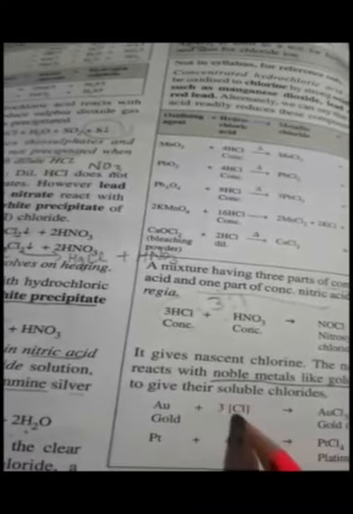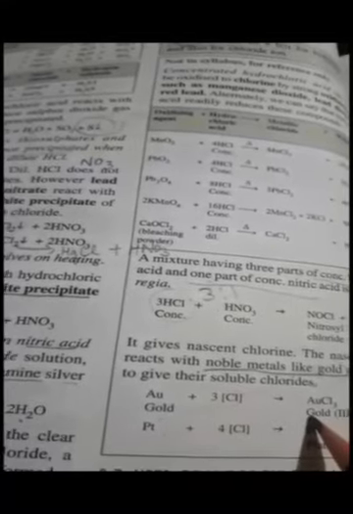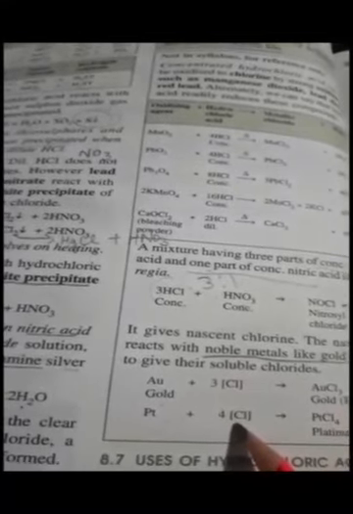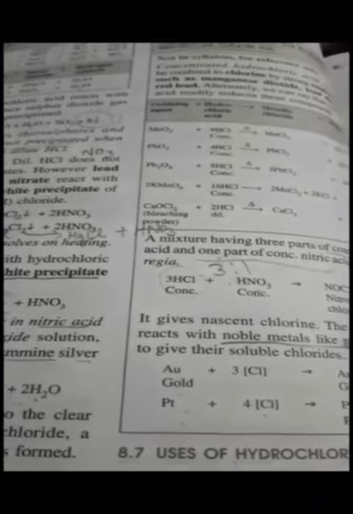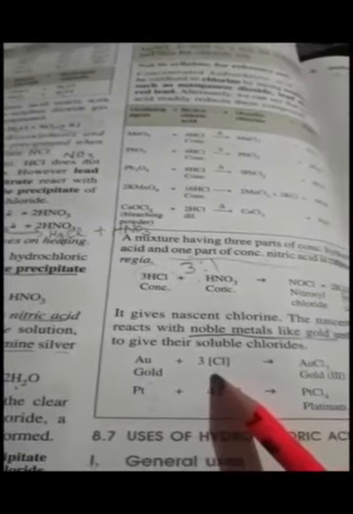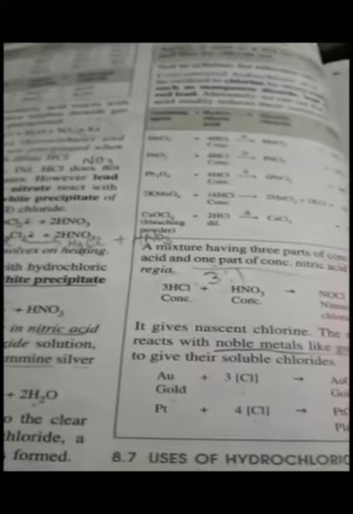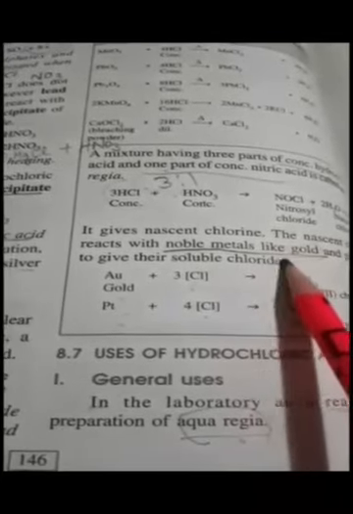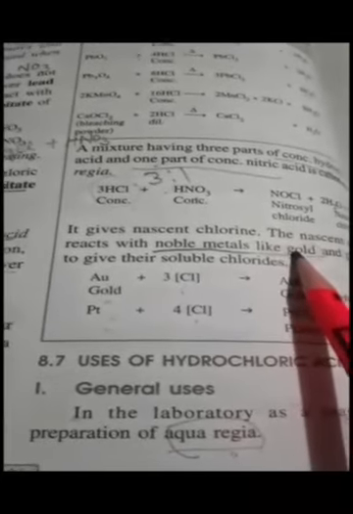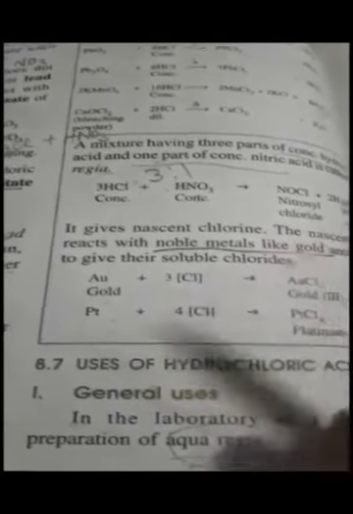When the nascent chlorine reacts with gold, it forms gold chloride. Platinum reacts with nascent chlorine and forms platinum chloride. These are the soluble chloride products when these metals dissolve in nascent chlorine. Next is general uses. It acts as a reagent. It is used for the preparation of aqua regia, for the dissolution of metals like gold and platinum to form soluble chloride products.